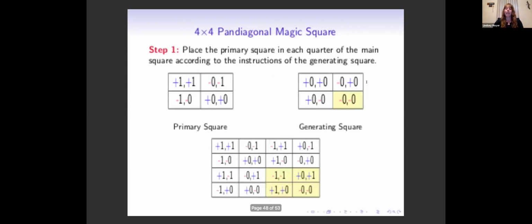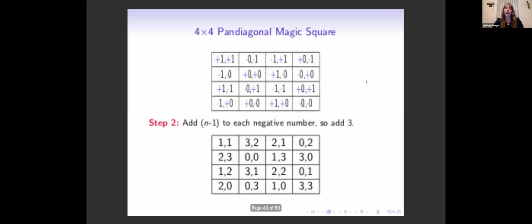And then we have a negative, negative. So we're going to switch all the tens and the unit signs and then place that primary square in our main 4x4. We are now going to add n-1 to each negative number. So add 3 to -0 to get 3 and 3 to -1 to get 2.